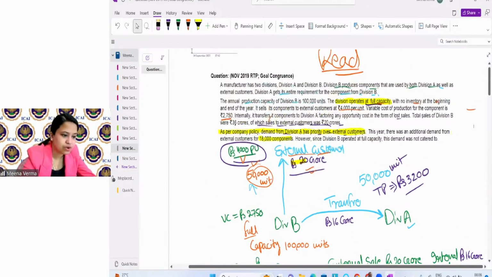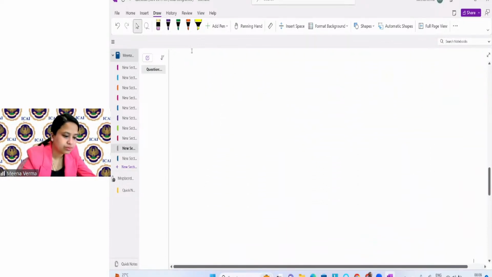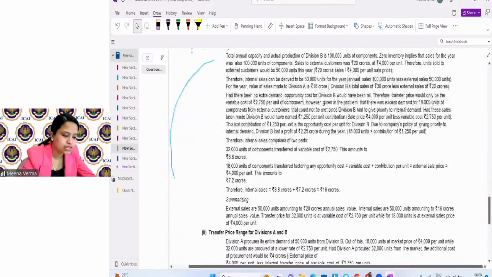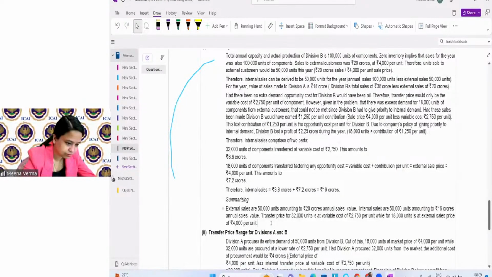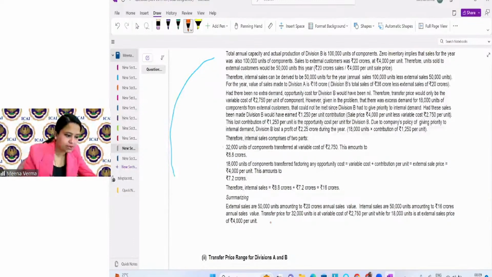So this is the first portion. Let me show you. You can see the summarization. They are selling 50,000 units in the outside market for 20 crore, and they are transferring 50,000 units internally. Annual sale is this. Right? This is the present scenario.